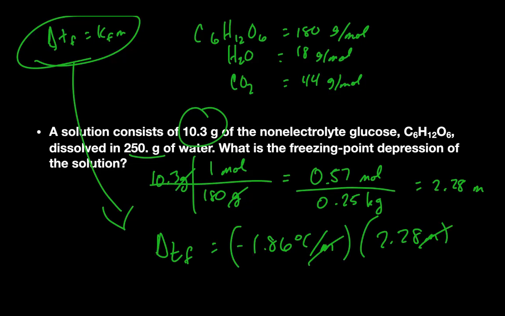And it is asking me for freezing point depression. So it's not asking me for a new freezing point. So I do 1.86 times 2.28, and I get negative 4.24 degrees Celsius. That is my freezing point depression.